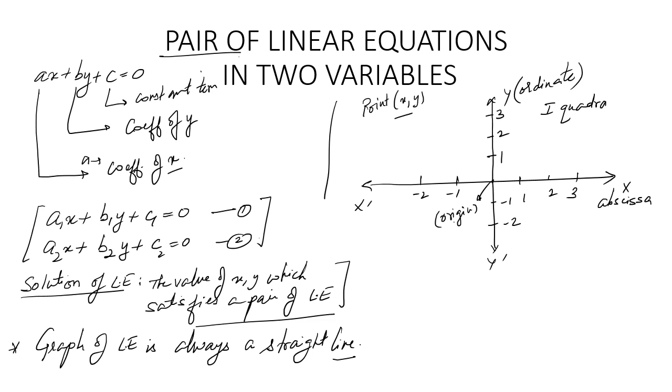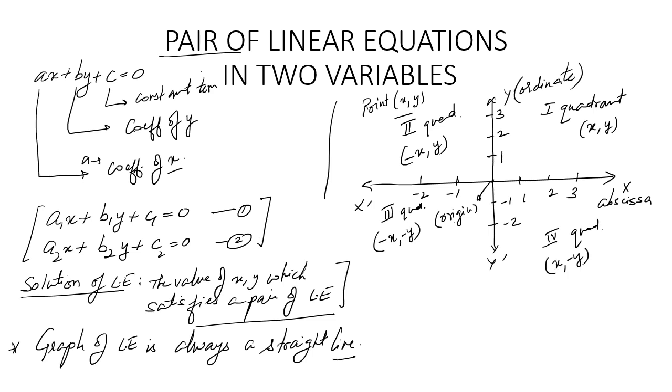This is your first quadrant. Here value of x and y is positive. Clear? This is second quadrant. In this quadrant, x is negative, y is positive. This I'm telling you because we'll be needing this to draw graphs. Here x is also negative and y is also negative. This is your third quadrant and this is your fourth quadrant. And here x is positive, y is negative, right?